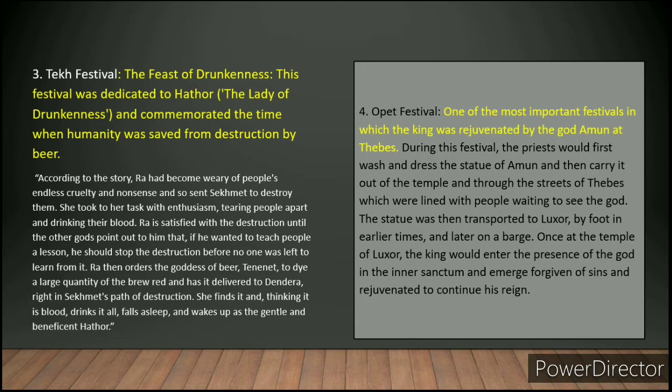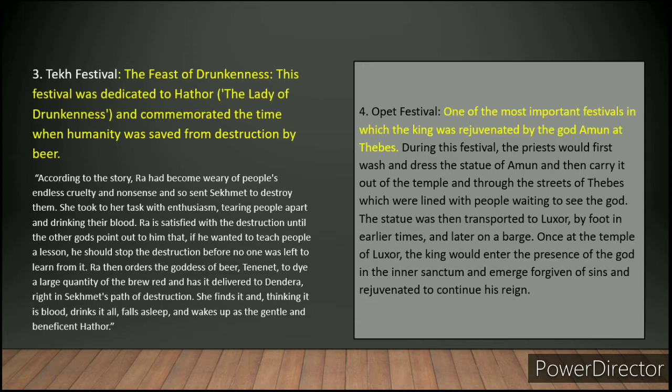She took to her task with enthusiasm, tearing people apart and drinking their blood. Ra is satisfied with the destruction until the other gods point out to him that if he wanted to teach people a lesson, he should stop the destruction before no one was left to learn from it.